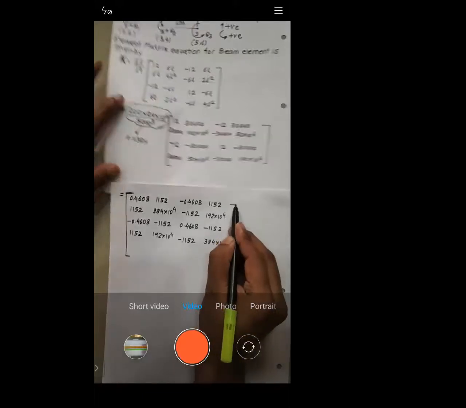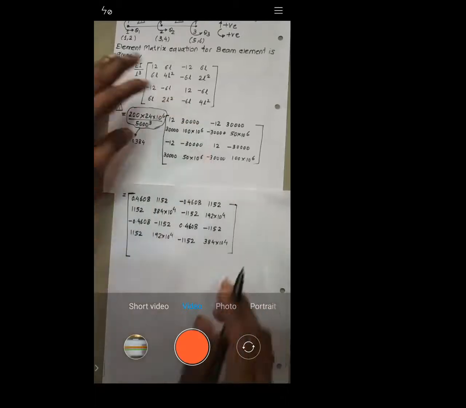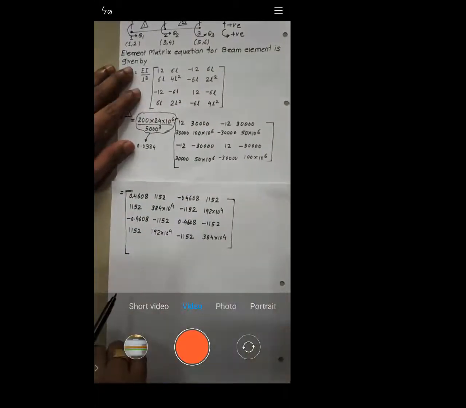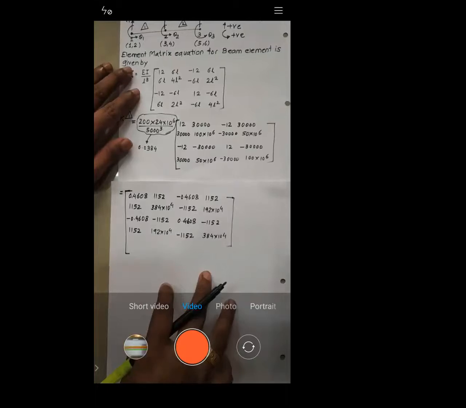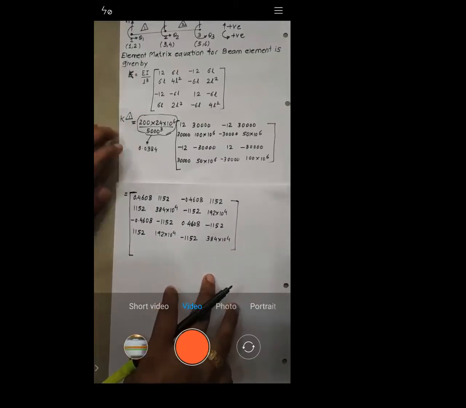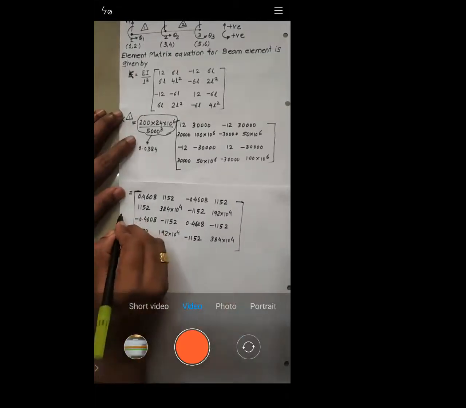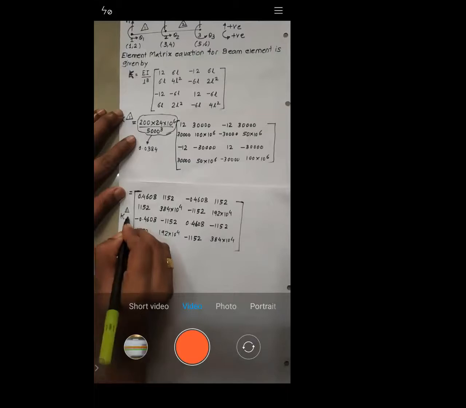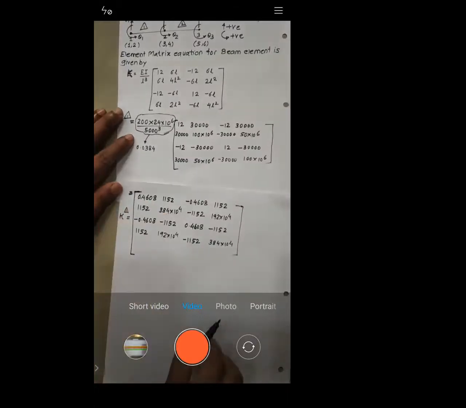Just check, all of you. Is it okay with these values? Right? Yes, sir. Now see, this you got, right? What is this? This is the stiffness matrix for element number 1.